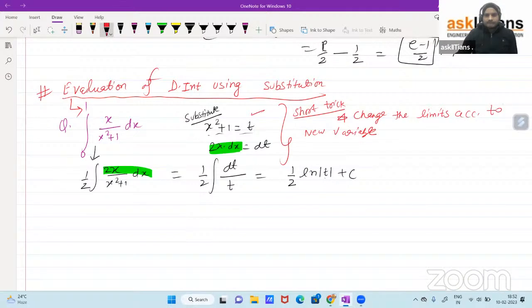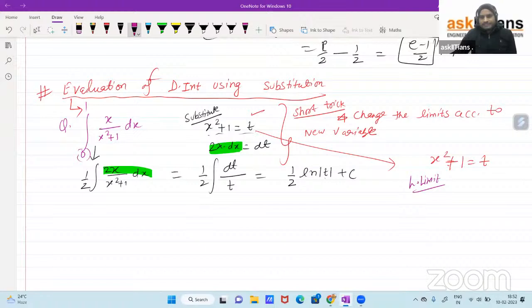So here x square plus 1 is your t, correct? So for the lower limit, what is the lower limit? 0. But this is x. So x is equal to 0. Then t will be approaching 0 square plus 1, so 0 plus 1. So t is approaching 1. Correct?